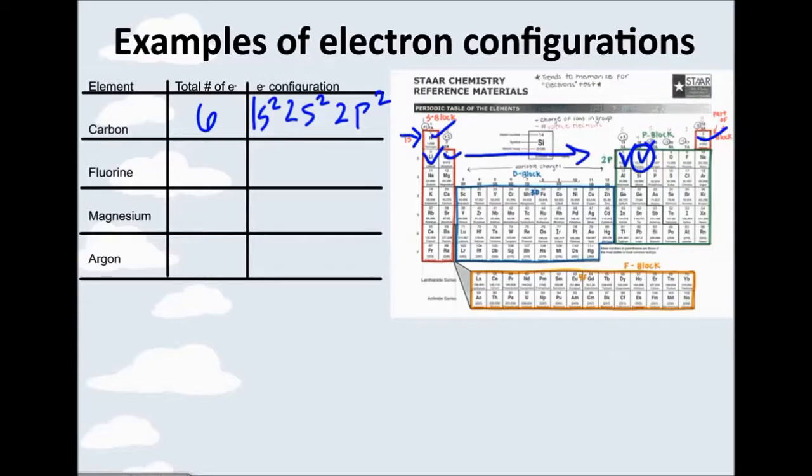Let me try fluorine for you. Fluorine has 9 electrons. Okay, so it's a little further down than carbon. So we have to go further. So again, 1s2, 2s2, but then we're in 2p, and we don't stop at 2. We go 1, 2, 3, 4, 5. So my exponent is a 5. Something important to note here is your exponents should add up to the total number of electrons in the atom. So 2 plus 2 plus 5 gives us 9. Try magnesium and argon on your own time and check the key online to see if you did it right.